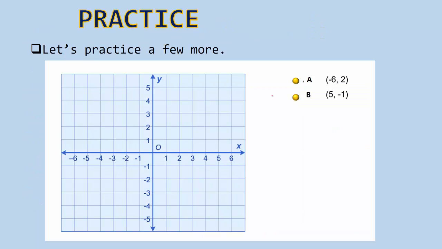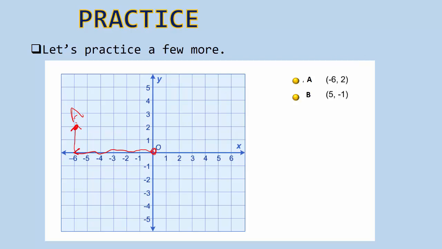Let's practice a few more. So here I have point A is going to be marked at -6, 2. What that means again is that I'm going to start at the origin here, and I would travel -6 in the x direction, so that would take me this direction. And then I would go up 2 units from there, since it's a positive 2. And this is where my point A is going to end up. So I'm going to go ahead and label that A and put a dot where that point should be.